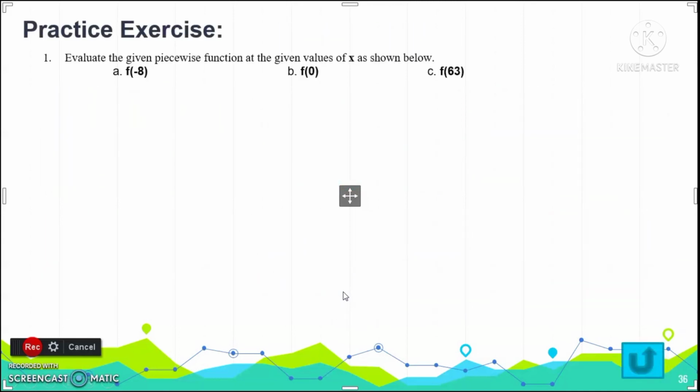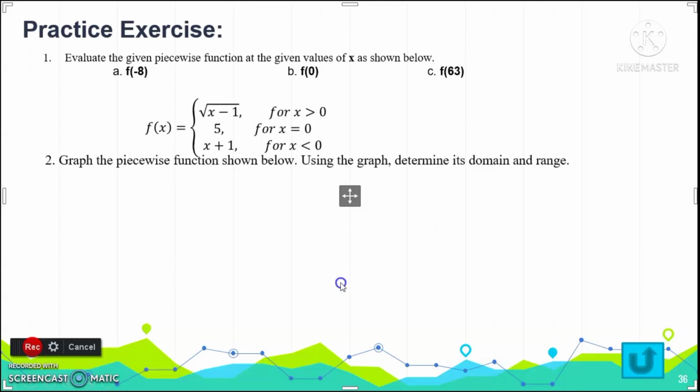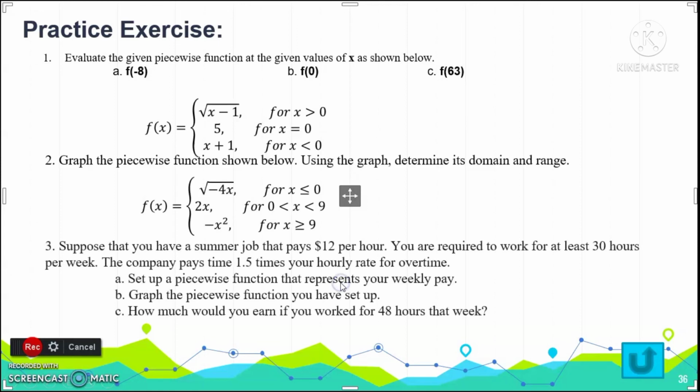We have here 3 exercises on solving, graphing, finding the domain and range, and a problem solving. Number 1, evaluate the given piecewise function at the given values of x as shown below. So as you can see here, we have here the exercises. Number 2, graph the piecewise function shown below using the graph, determine its domain and range.